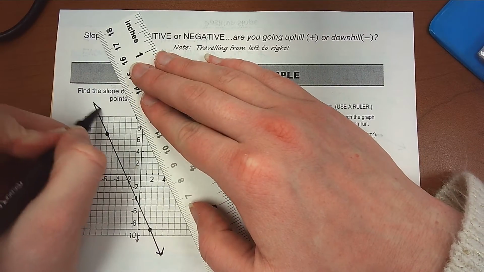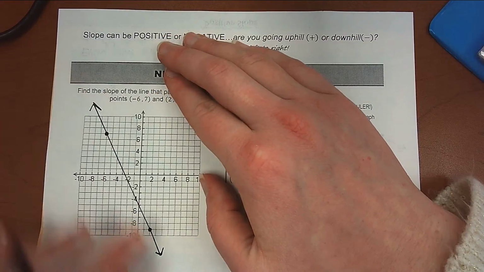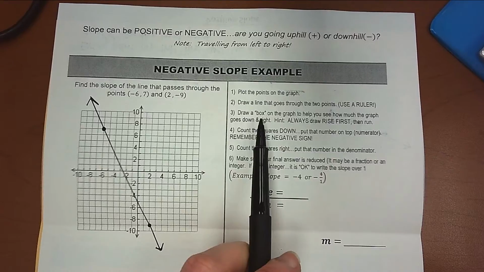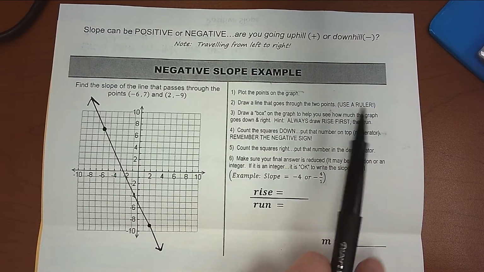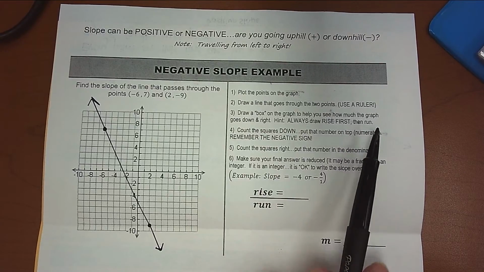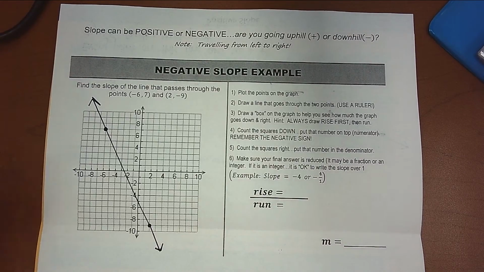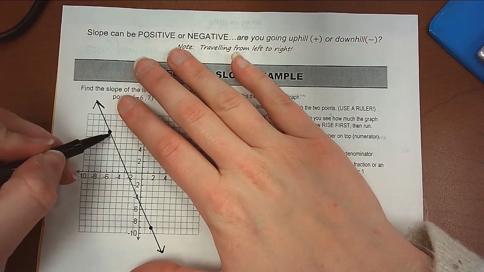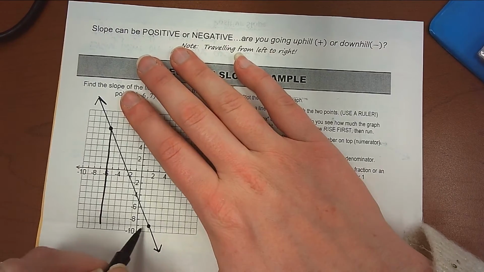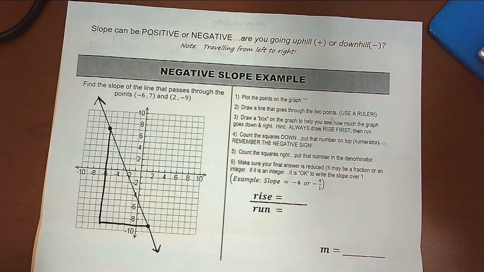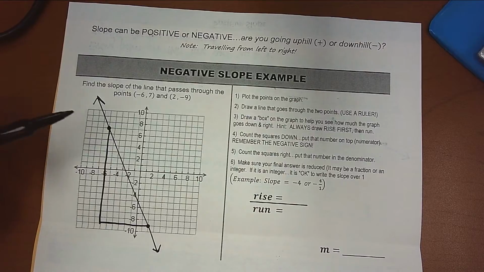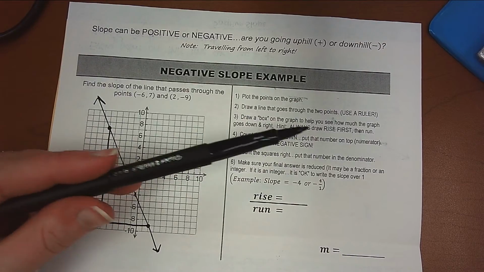Remember that we want to extend our line all the way to the white space on the outside of the coordinate plane. Then it says draw a box on the graph to help you see how much the graph goes down and right. Hint, always draw rise first, then run. So in this case, our rise is actually down. It goes down quite a few boxes, and then it runs this way. So we've got what we're calling our box, and it says count the squares down and put that number in the numerator.